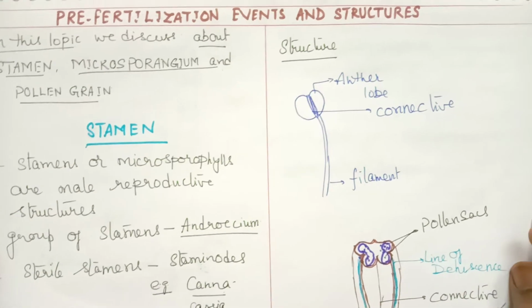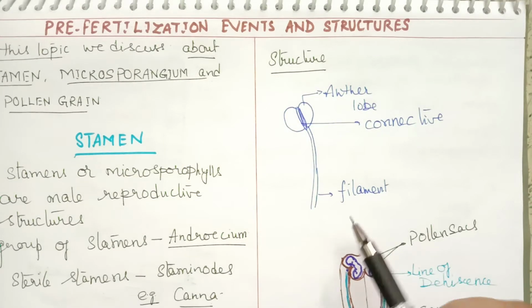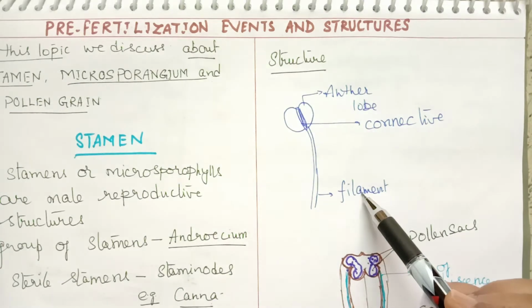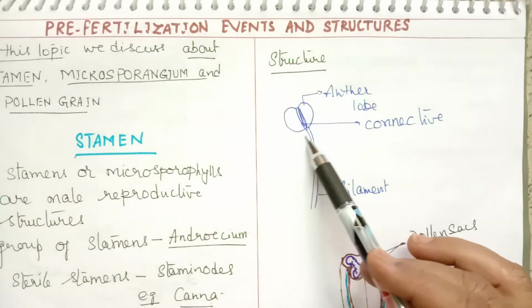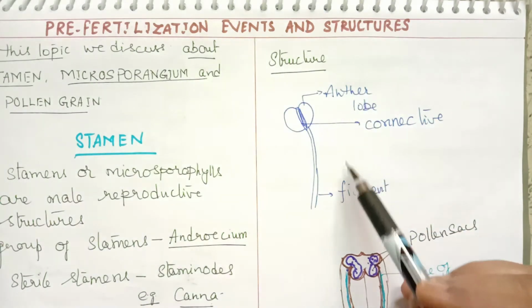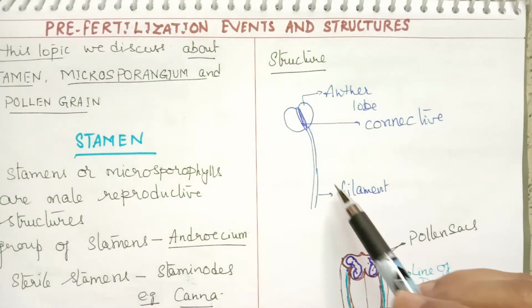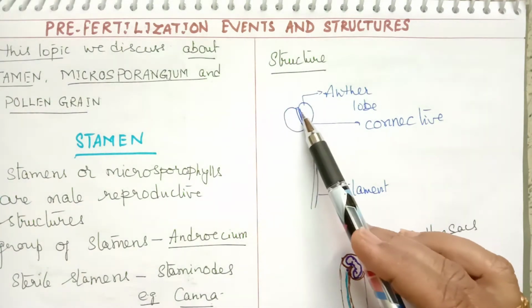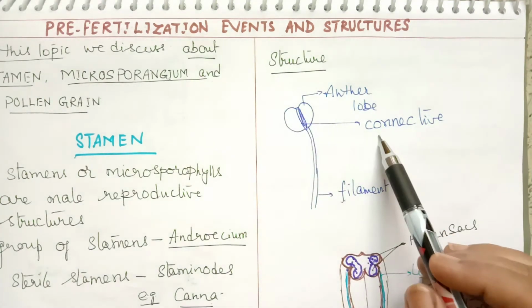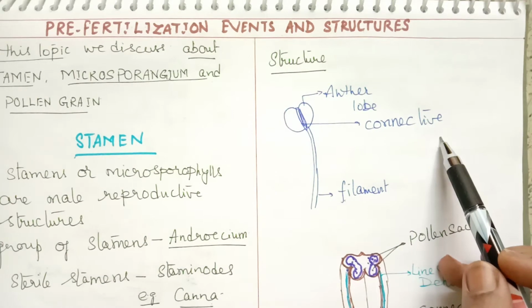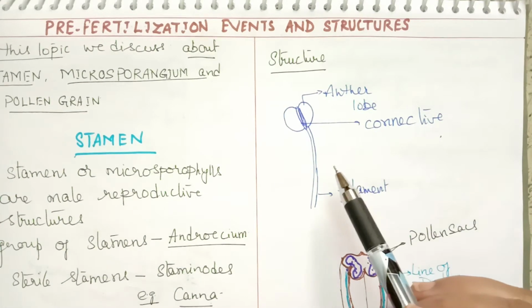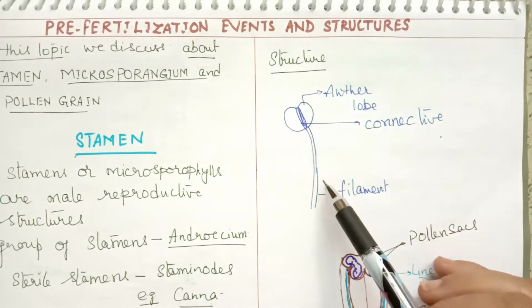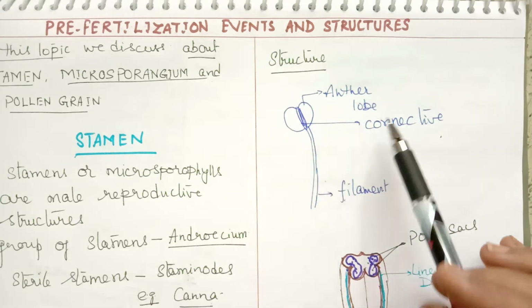Now let us see what is the structure of a stamen. A stamen consists of two parts. The stalk-like portion is called a filament, and the upper portion is called the anther. So it has two parts, filament and anther. And two anther lobes are present in an anther, which are connected by a sterile tissue called connective. So typically a stamen has three parts: filament, anther and connective. These are the three parts of a stamen.